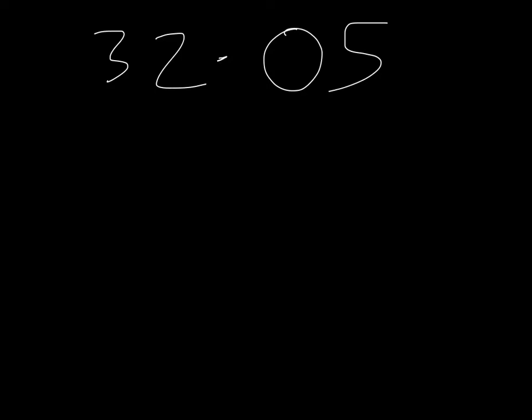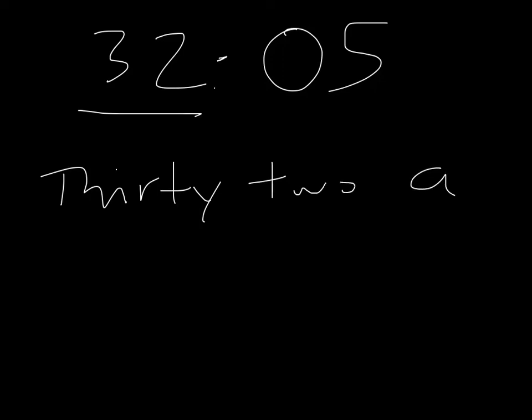Okay, now let's take one more example. Now let's take this number here, 32.05. Now this is straightforward. You just spell it out. So you say 32, and then instead of the decimal point, you say "and." Now you say this number here, which is 5, which is fine.